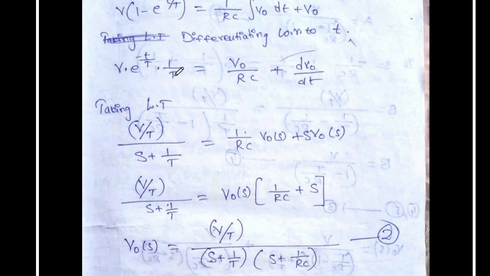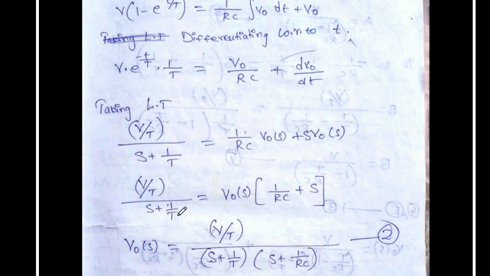Therefore, V is constant, T is constant, so V by T is constant here. Laplace transform of e power minus t by T is 1 by S plus 1 by T. That is equal to 1 by RC, which is constant. Laplace transform of V naught is V naught of S, plus Laplace transform of dV naught by dt, which is nothing but S into V naught of S.